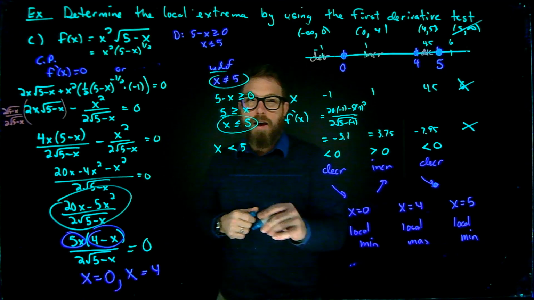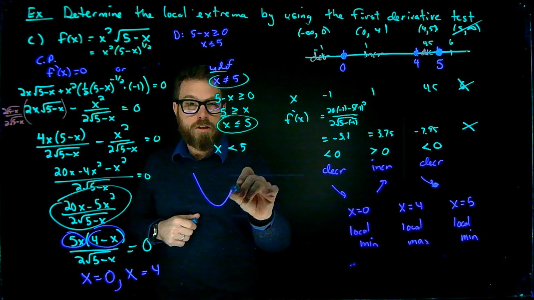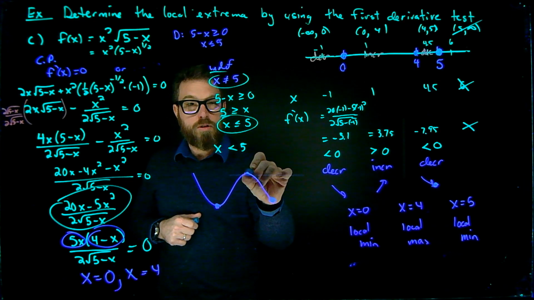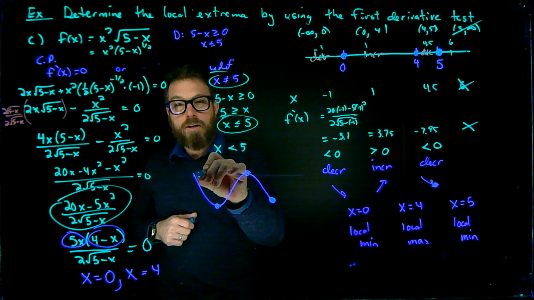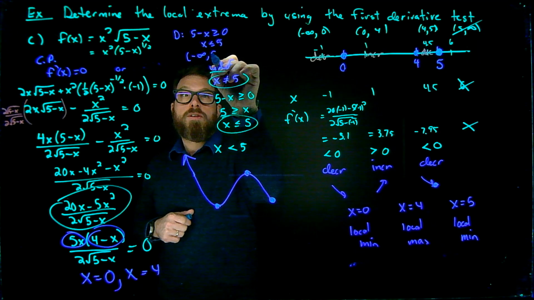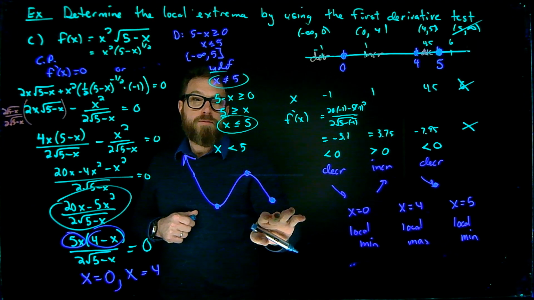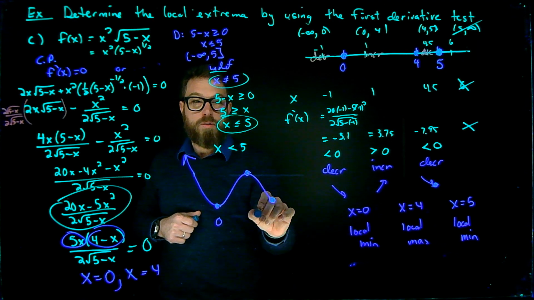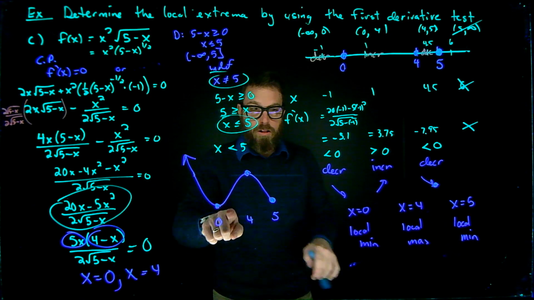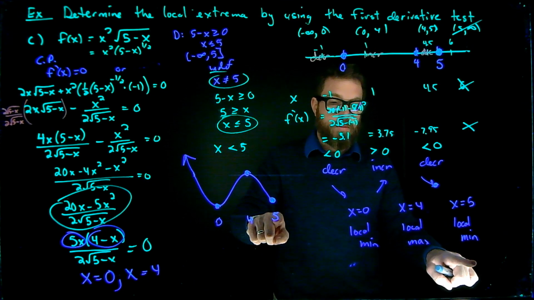So really what we have here graphically is the function is going to look something like this. We had a local min first, local max second, local min, and then it goes off into infinity. We can see that this domain goes from minus infinity to 5, with this being 0, this being 4, this being 5. So that's why it looks like local min, local max, local min, because it's an endpoint.